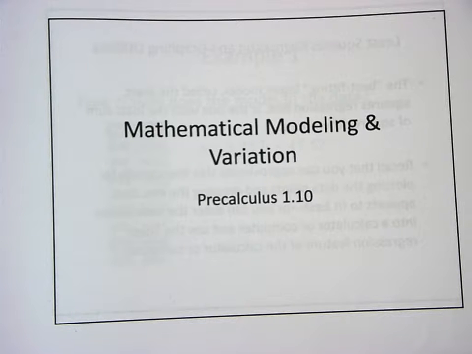Okay. Section 10 deals with mathematical modeling and variation. When they talk about mathematical models, they're talking about something representing real-world data. The mathematical model can be done graphically, but the main thing they're looking for here is an equation version or a function version, something you can modify to different situations.